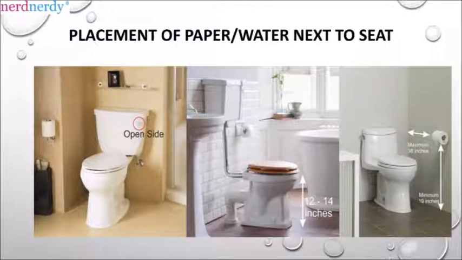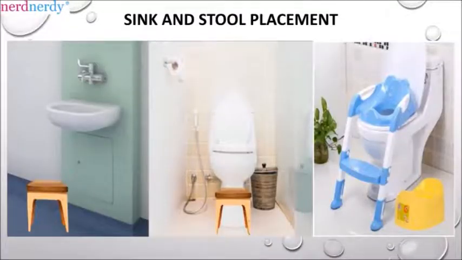Placement of paper or water next to the seat is also important to help the child understand when they might need to use these in order to clean themselves up once they have finished using the toilet. The placement of the sink, as well as perhaps a stool to help the child keep their feet while sitting on the seat, is also important while we structure the toilet.